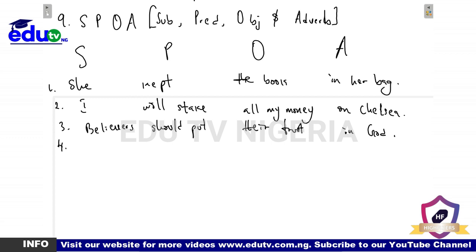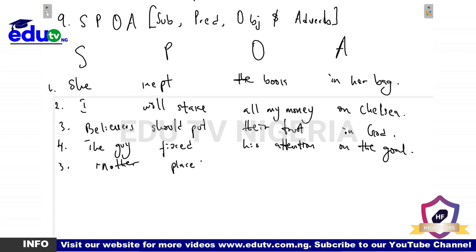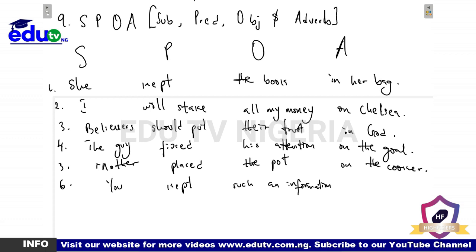4, the guy fixed his attention on the goal. 5, mother placed the pot on the cooker. Then 6, you kept such information from us.